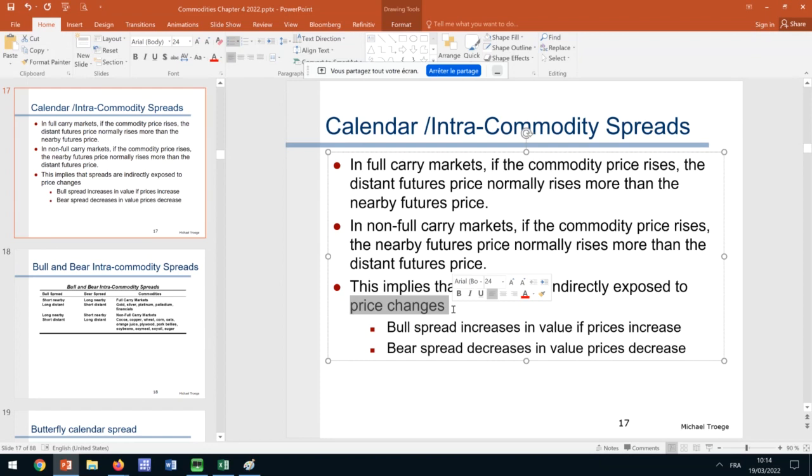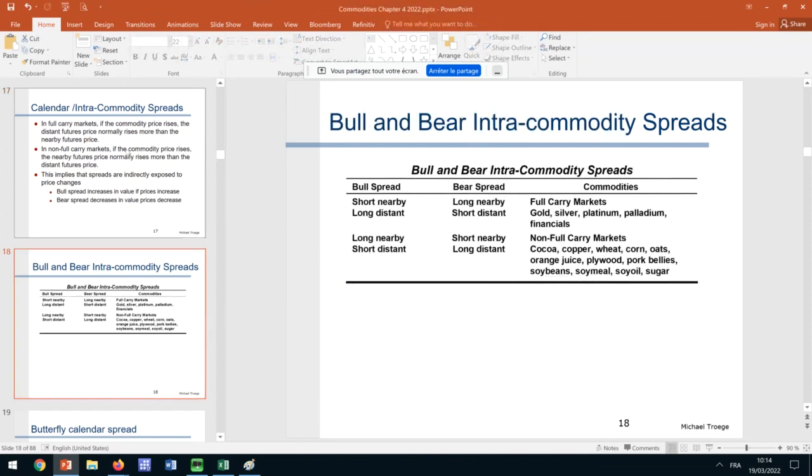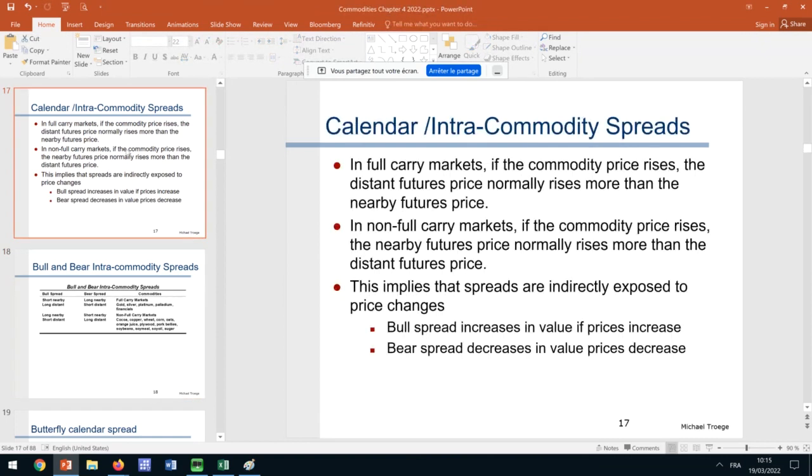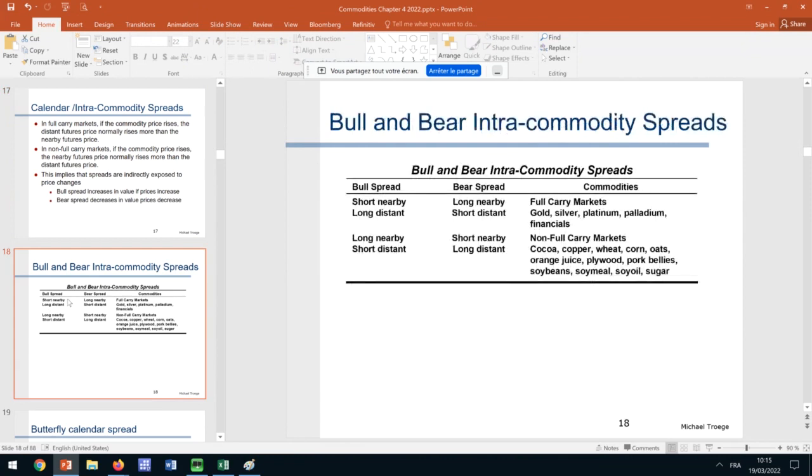So price changes normally come also with a small slope change, and therefore they talk about bull spreads and bear spreads. A bull means prices go up. Bear means prices go down. So a bull spread is a spread that goes up in value when prices go up, and a bear spread is one that increases in value if prices go down. But it actually depends on what commodity we are talking about.